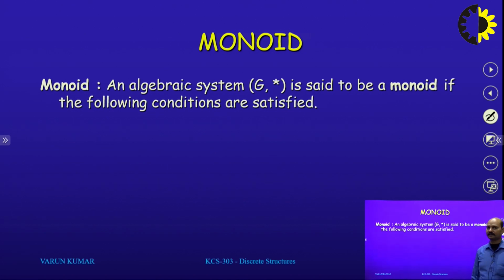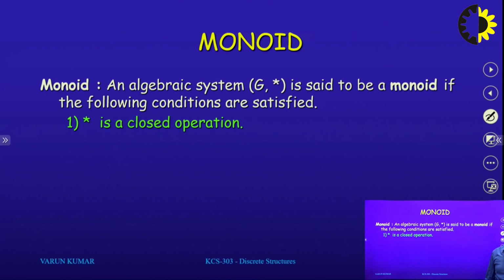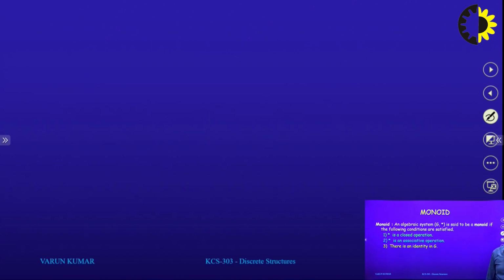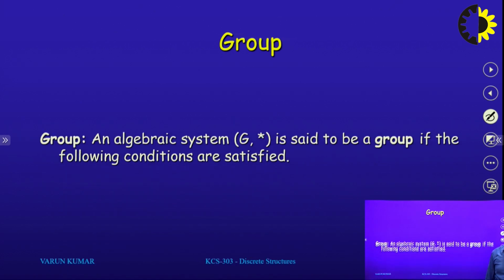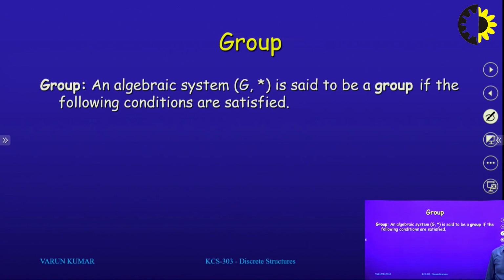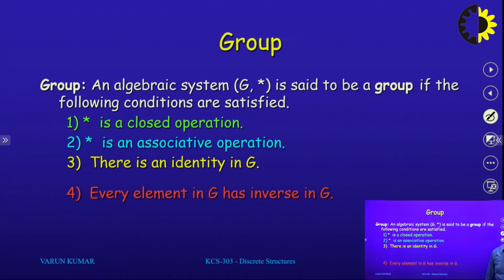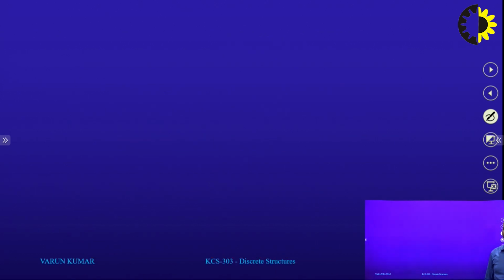So we write here some definitions. A monoid is an algebraic structure that is said to be a monoid if the following conditions are satisfied. It is a closed operation, it is an associative operation, and there is an identity element in the set. And what is a group? A group is an algebraic structure that is said to be a group if the following conditions are satisfied. First condition is closed, then associative, then identity, and then inverse.